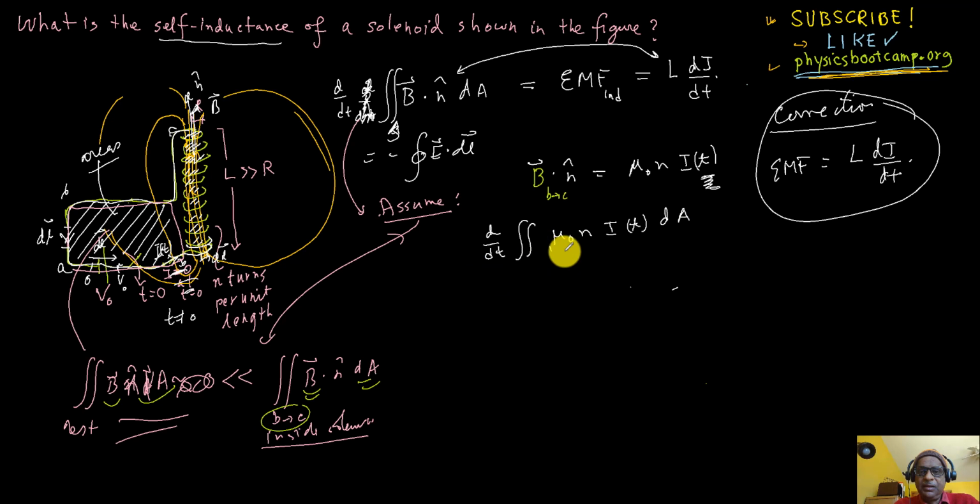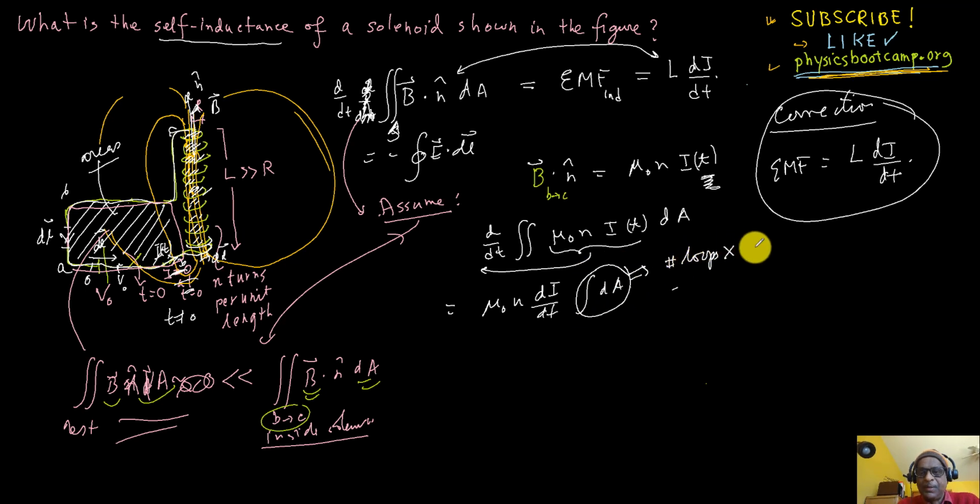Okay, these are the same over all the area, so this can come out, and so this is mu naught n dI/dt, and this area A, we have how many loops there are, times pi r squared. So this area A is number of loops times pi r squared for each loop, the area of each loop. So how many loops are there? n turns per unit length, and then there are L length. So this will be n times L.